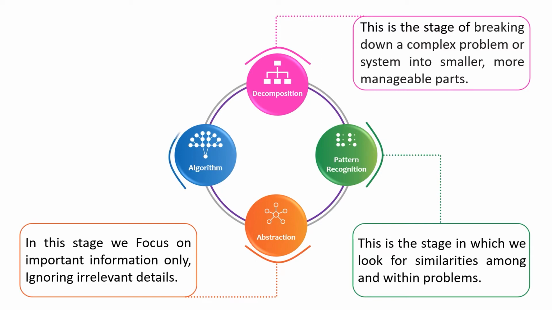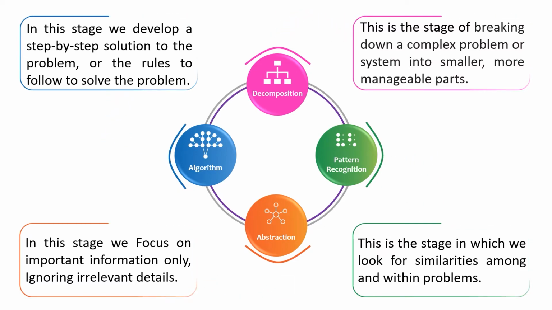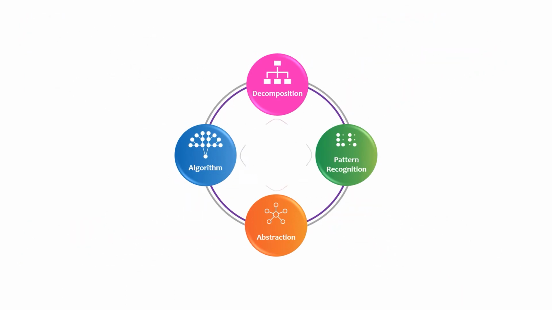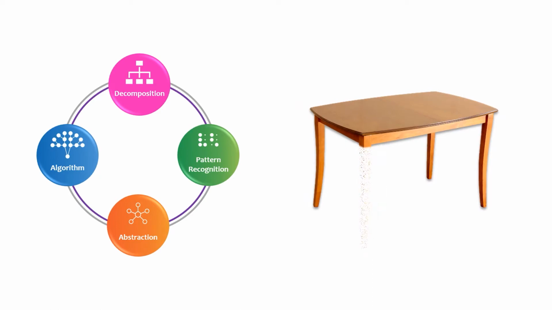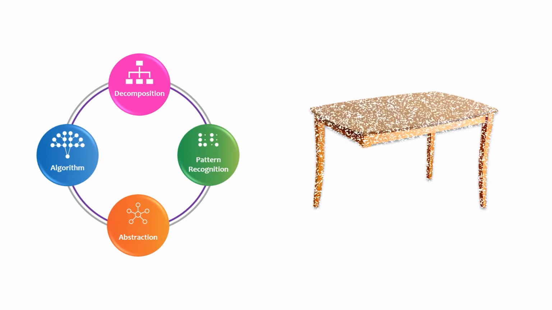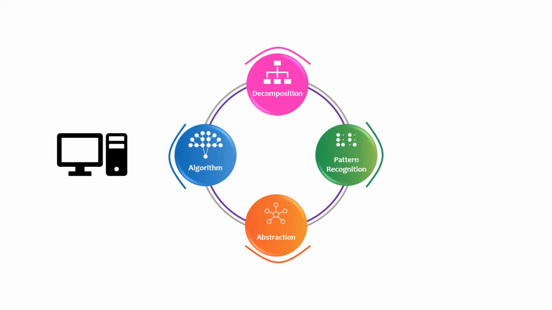Stage 4. Algorithm. In this stage, we develop a step-by-step solution to the problem or the rules to follow to solve the problem. Each stage is as important as the others. They are like legs on a table. If one leg is missing, the table will probably collapse. Correctly applying all 4 techniques will help when programming a computer and finding a solution.